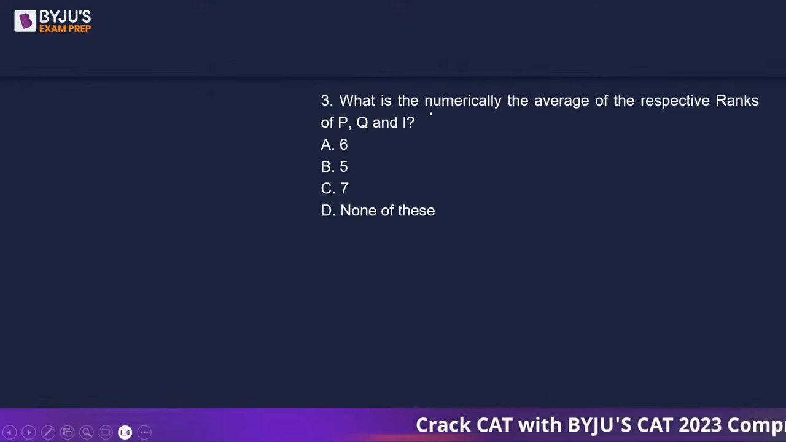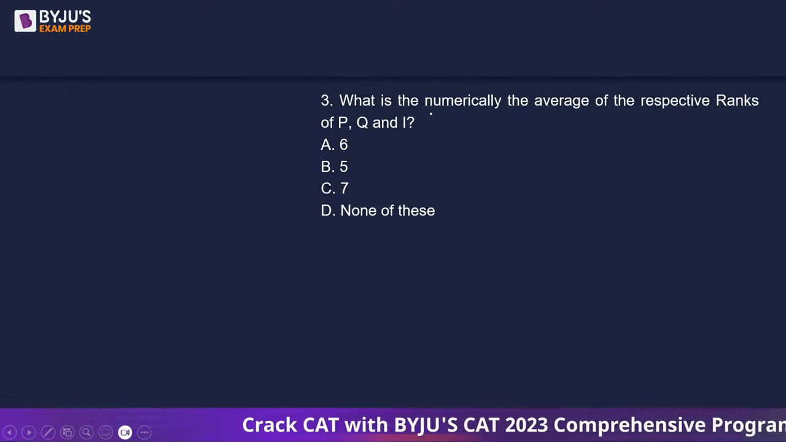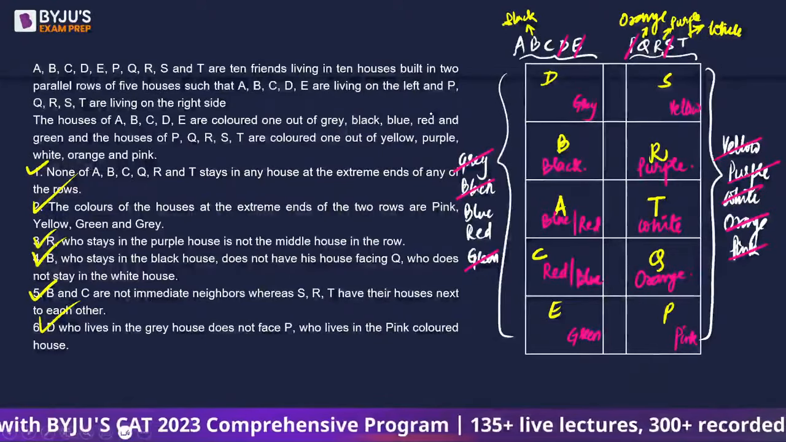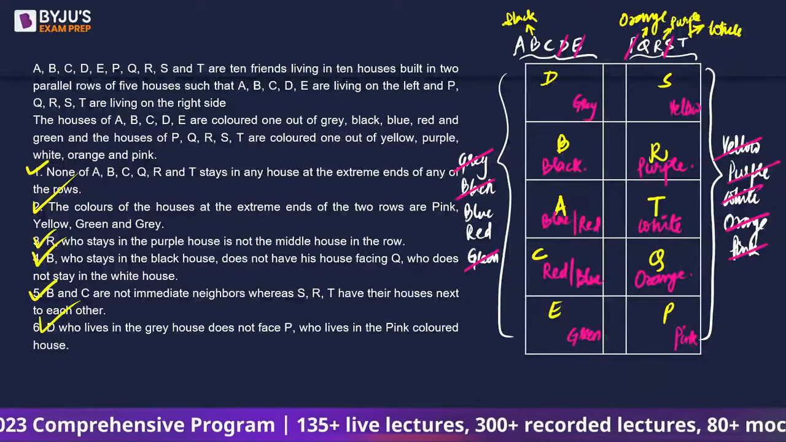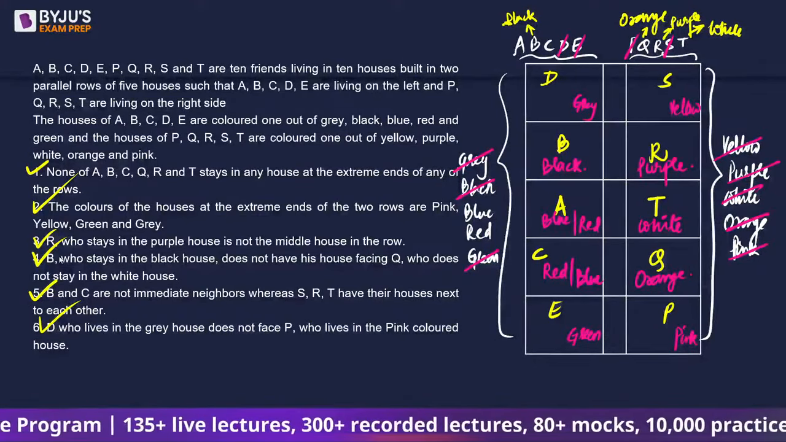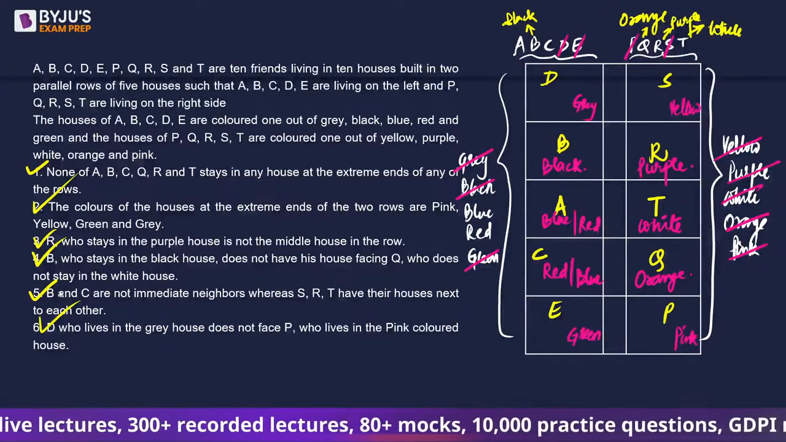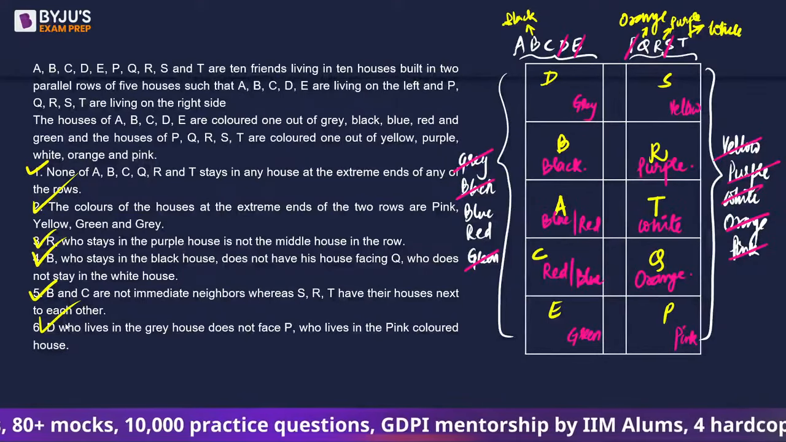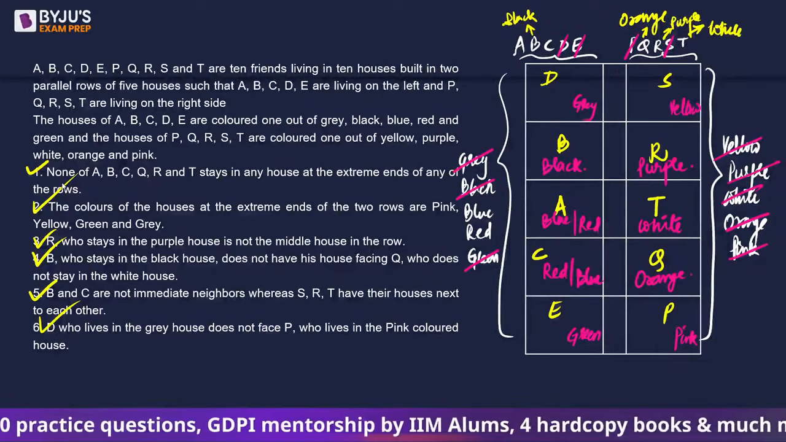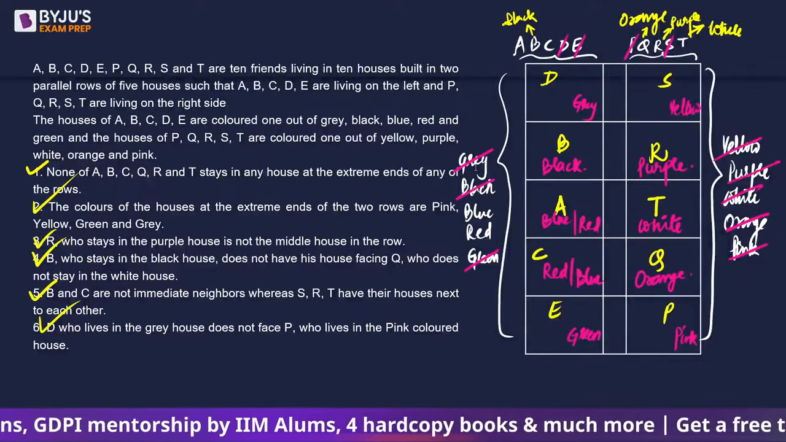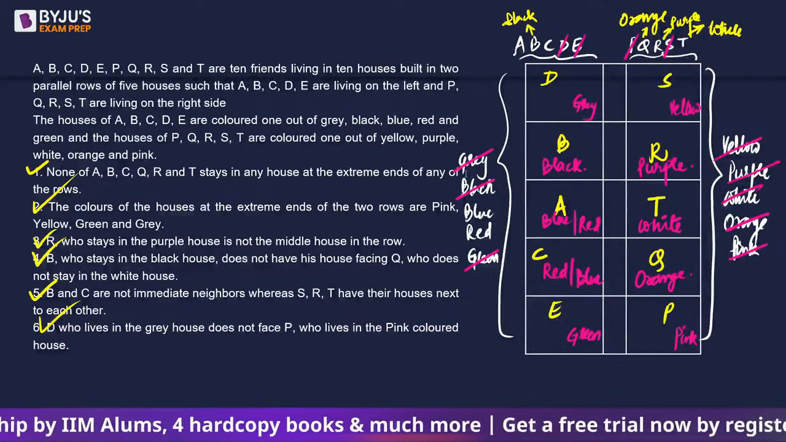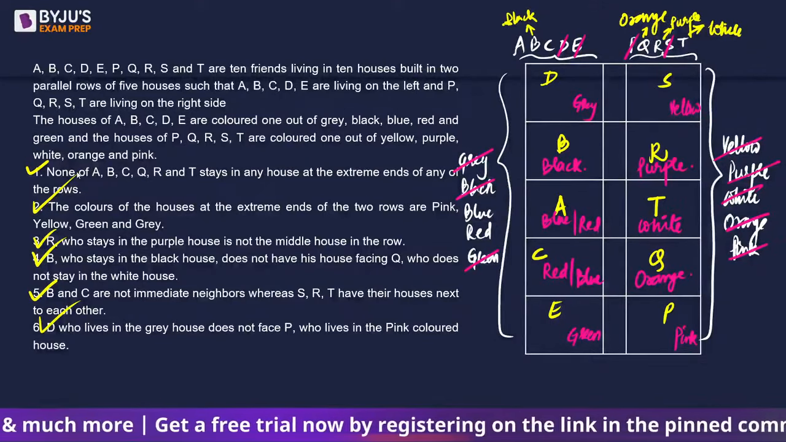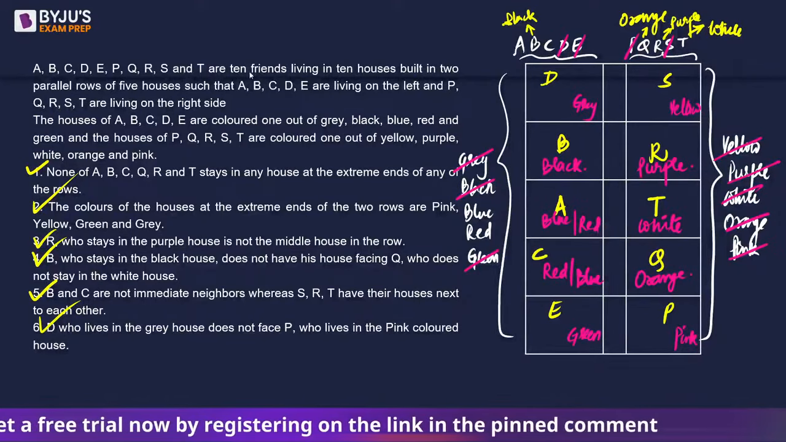What is the numerically the average of the respective ranks of P, Q and I? It should be P, Q and I. Hold on. It should be some other. One second. Should be P, Q and T होना चाहिए. Okay. So rank as in their position from the top or from their top. Okay. So that is what numerically would mean. है ना?